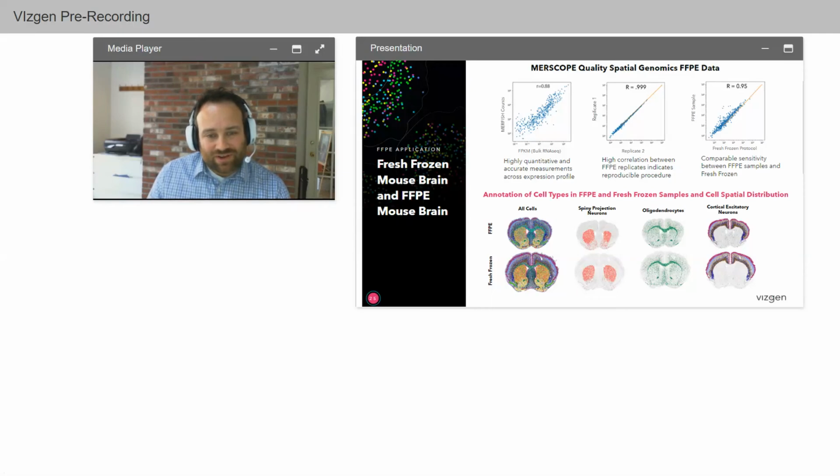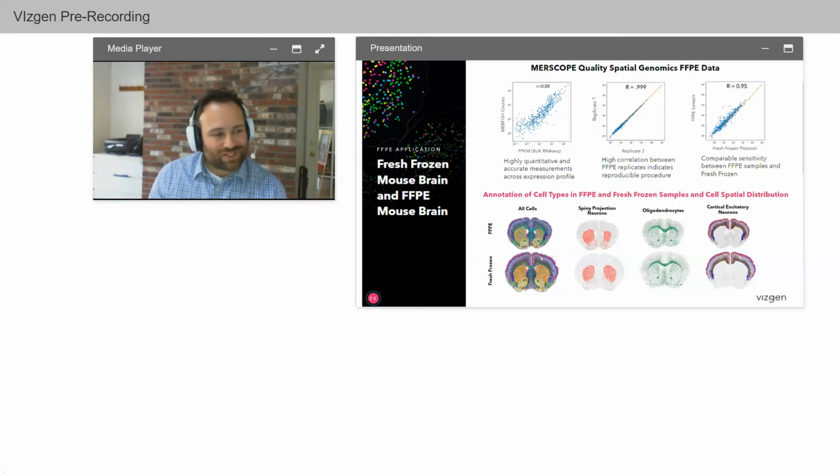The second figure on the top here, we look at replicates between FFPE mouse brain samples, extremely high correlation, indicating that we are getting that reproducibility. The other place we really wanted to benchmark and generate a quality measure of our FFPE sample prep is benchmarking it against our fresh frozen protocol. And so you can see here that if we take an FFPE sample and a fresh frozen sample and we compare MERFISH from both of those samples, we get a very high correlation of 0.95.